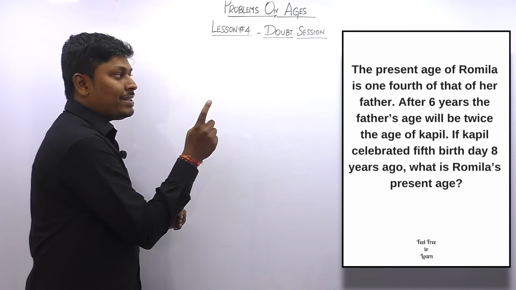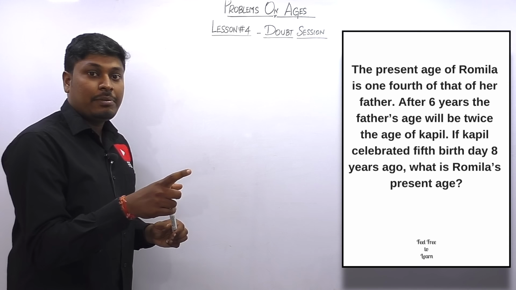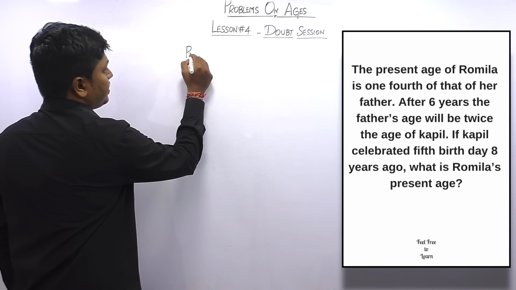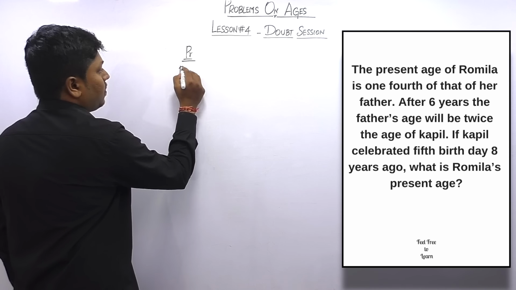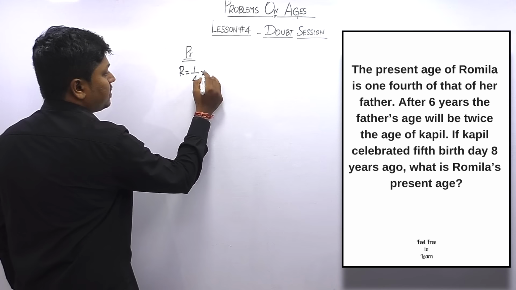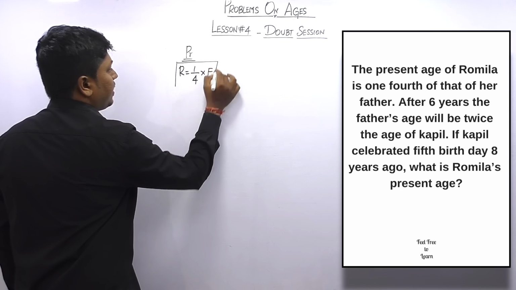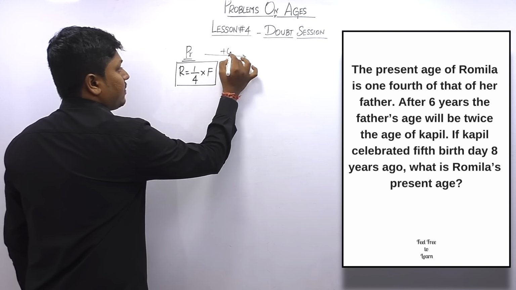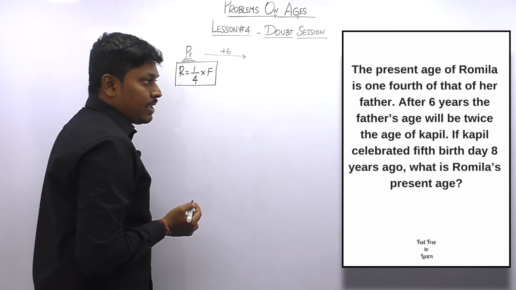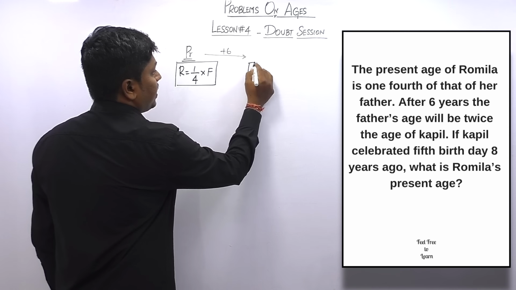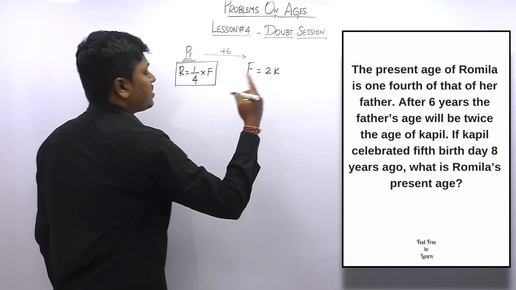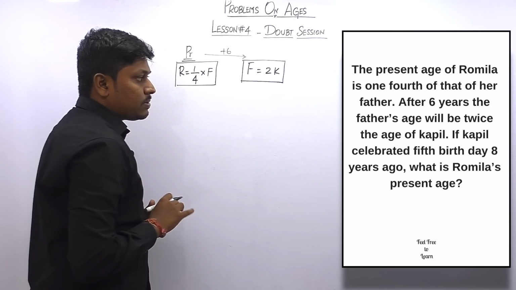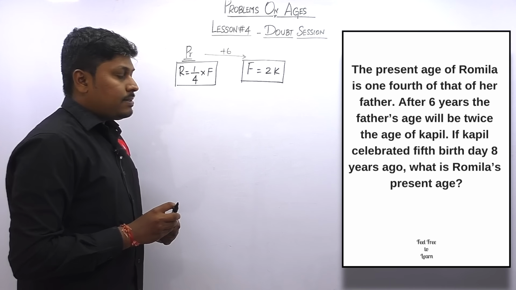Our target is to find Romila's present age. In the first point they are talking about present age, and then they are talking about the future, after 6 years. Interesting question. Let me do one thing. Present age: what they are saying is Romila's age is 1/4 of her father's age. This is the point they have given initially in the present. And the next point, after 6 years, what they are saying is the father's age will be twice the age of Couple. So father's age is equal to 2 times Couple. After how many years? After 6 years. So these are the first 2 points they have given.